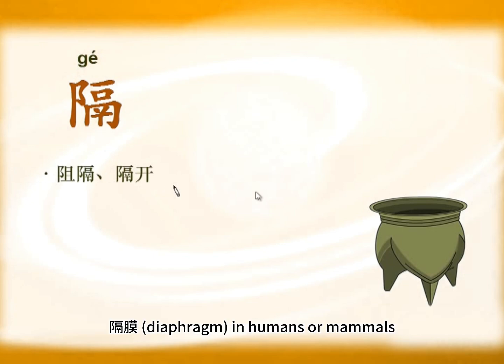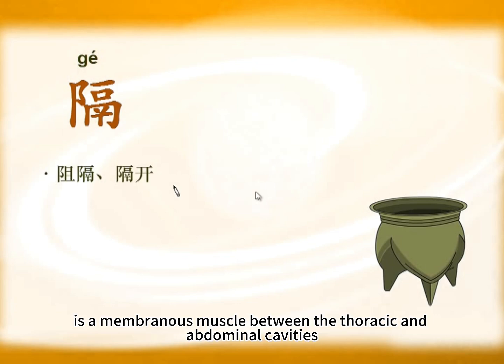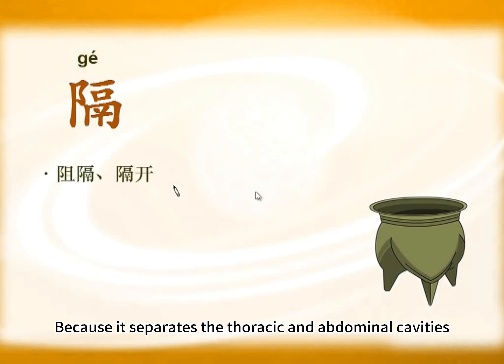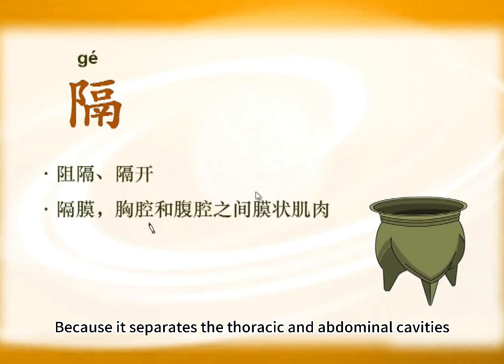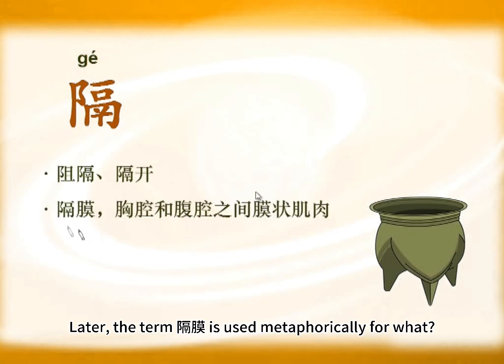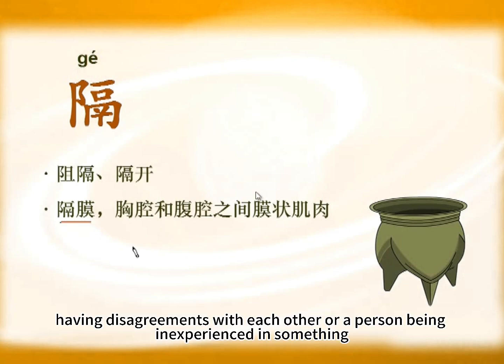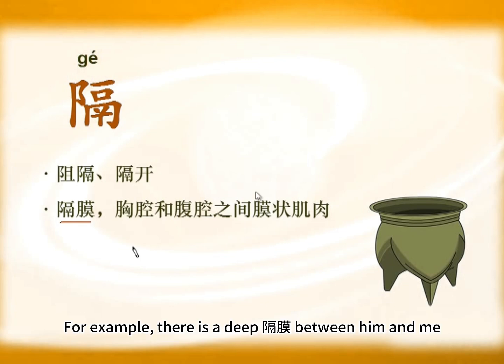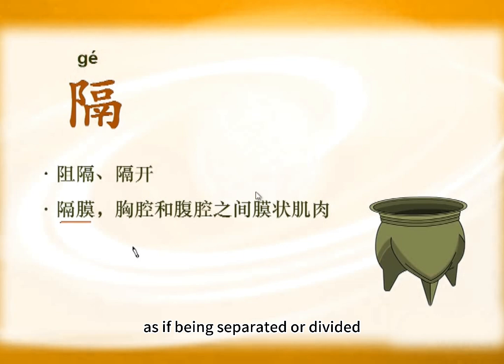Ge, the diaphragm in humans or mammals, is a membranous muscle between the thoracic and abdominal cavities. Because it separates the thoracic and abdominal cavities, it is called ge. Later, the term ge is used metaphorically for what? Having disagreements with each other, or a person being inexperienced in something. For example, there is a deep ge between him and me, as if being separated or divided.